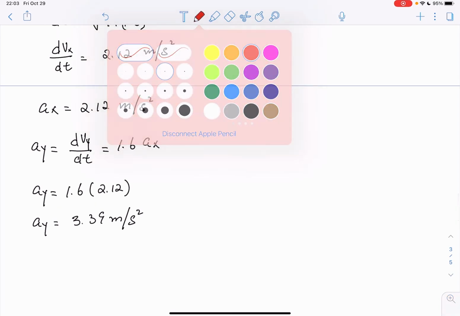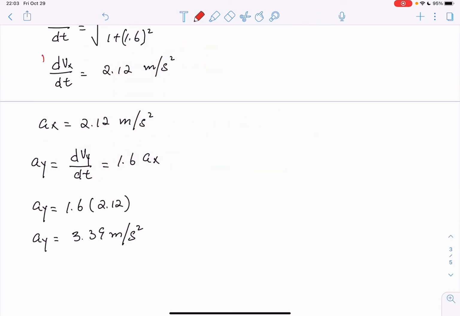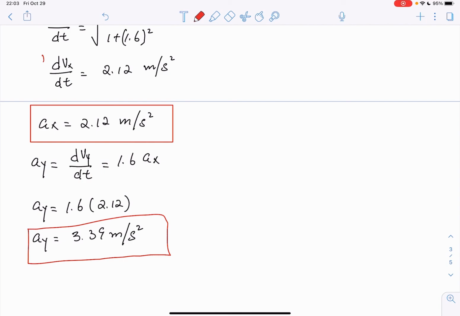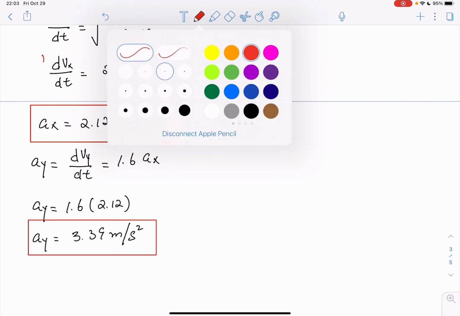Now we have our answer for this problem, the x and y components of the acceleration. Let me put it inside the box. Okay, that's our problem here.